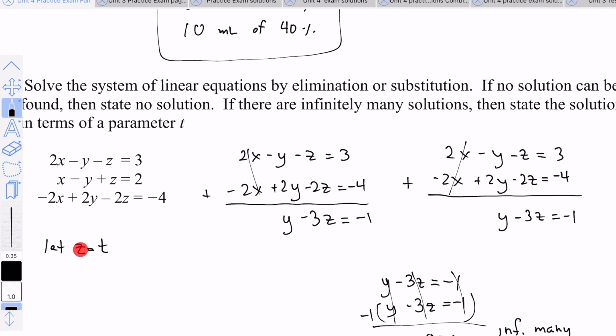So if z is equal to t, I'm going to use one of these equations from this step or this up there, and they're the same ones, so it doesn't matter which one I use. I'm going to use this one, y minus 3. Instead of 3z, I'm going to say 3t, because z is equal to t. And then add the 3t to the other side. And so now we have the value of z, and we have the value of y. We just need x.